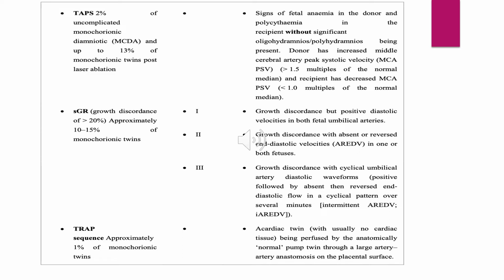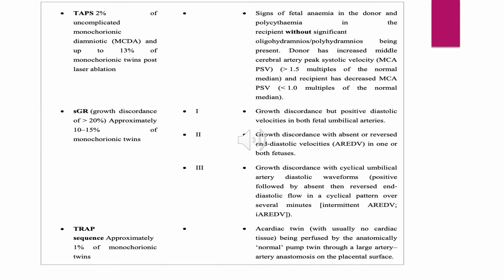The fourth complication is twin reversed arterial perfusion sequence, in which one twin is acardiac and the other twin is normal, and in this case the blood flows from the normal twin to the acardiac twin, resulting in one twin being the donor, which is the normal twin, while the other one will have increased perfusion.